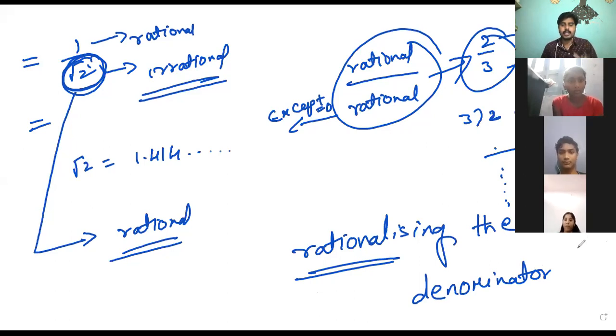Converting the irrational denominator into a rational form is called the rationalizing process or rationalizing the denominator.